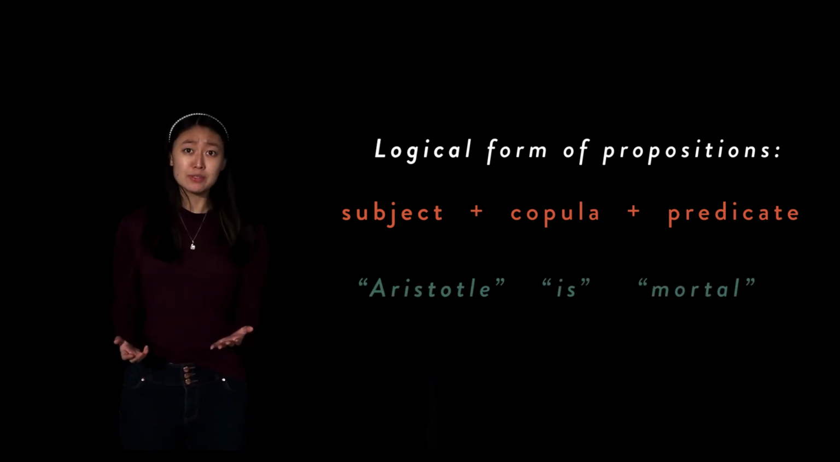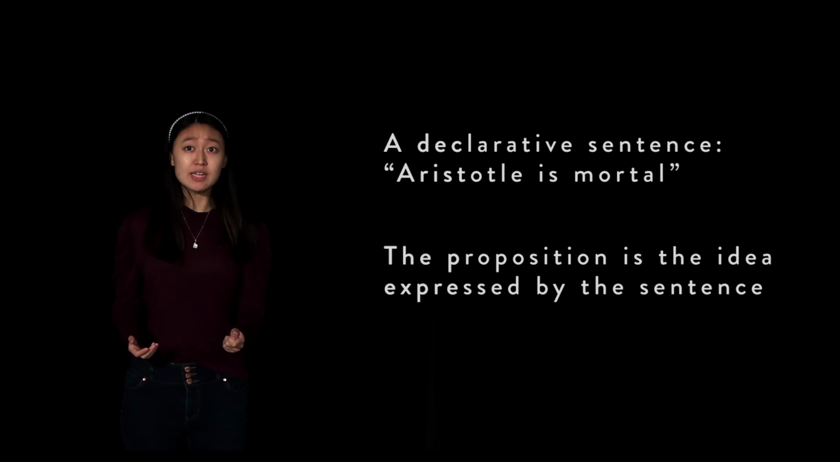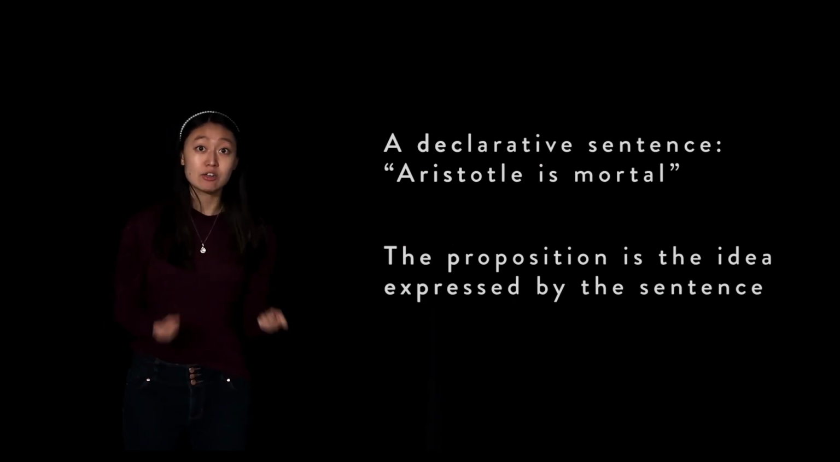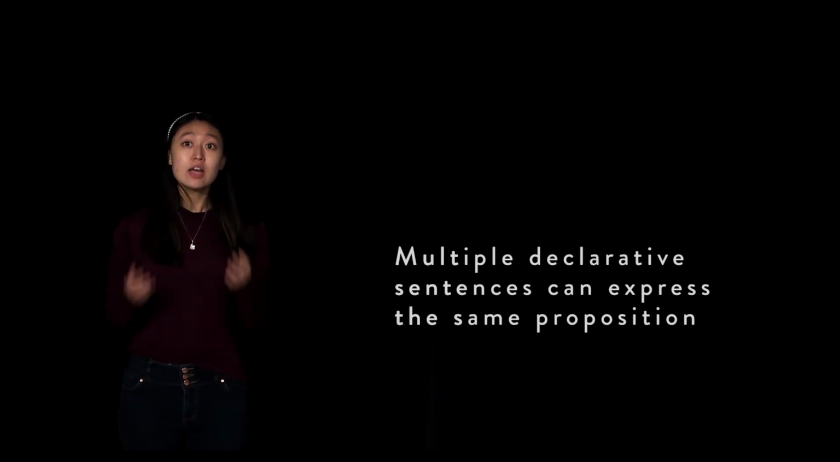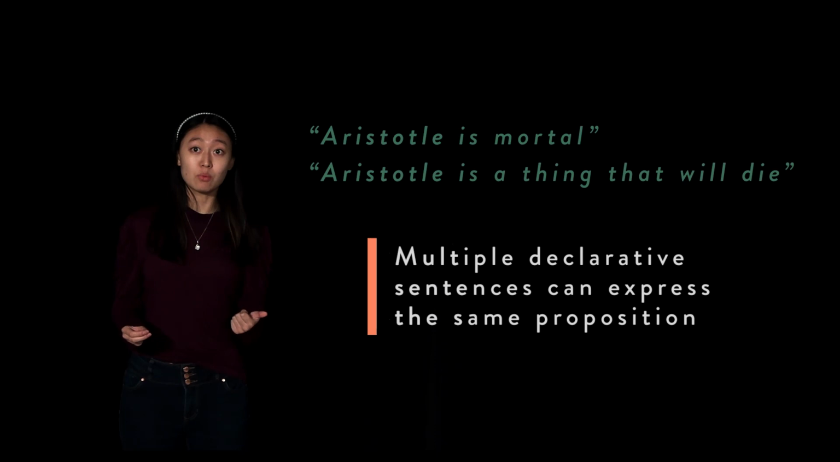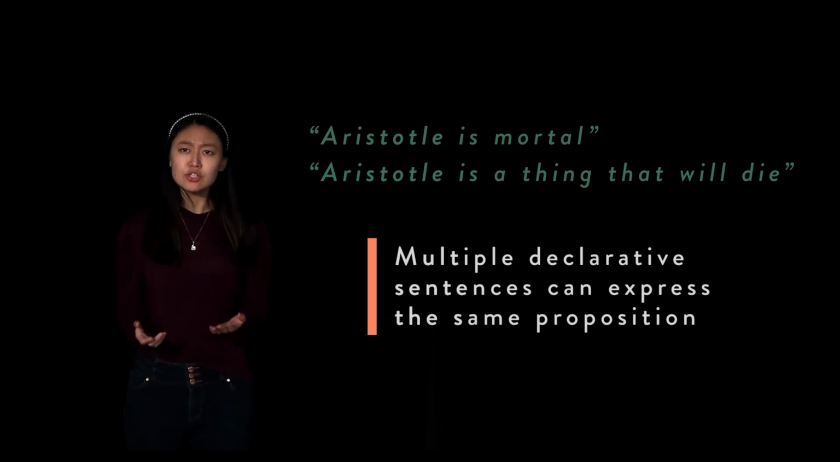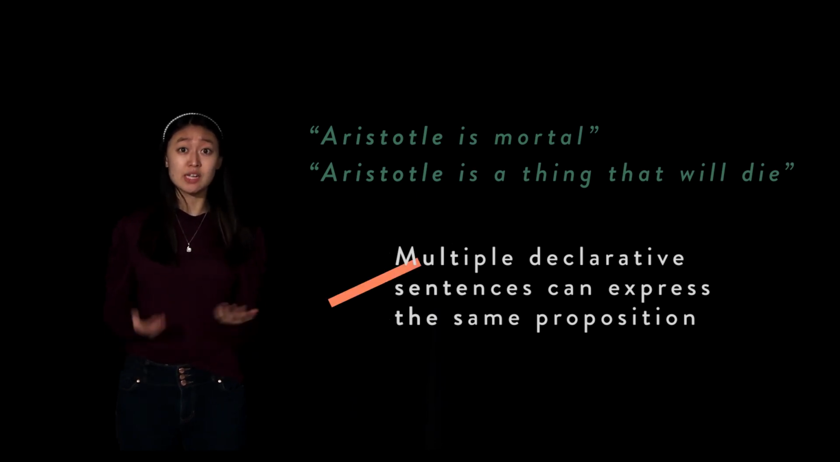What's the difference between a proposition and a sentence? The declarative sentence is Aristotle is mortal, while the proposition is the very idea that Aristotle is mortal. To clarify, two different declarative sentences can express the same proposition. Aristotle is mortal and Aristotle is a thing that will die are different declarative sentences, but they both express the idea that Aristotle is mortal. This distinction is important because propositions are what we care about when evaluating the truth of a declarative sentence.